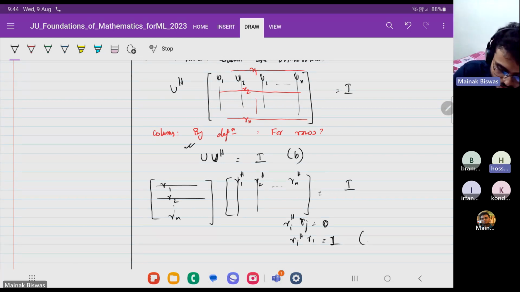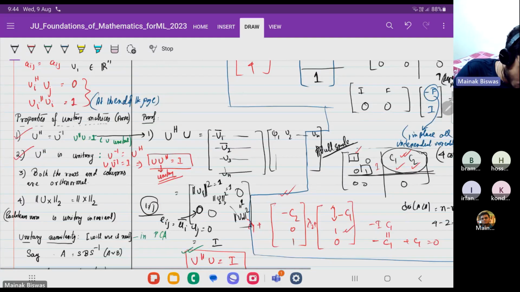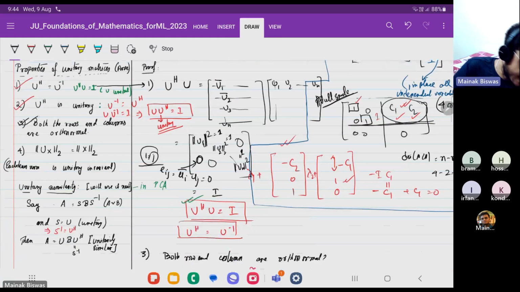So rows are orthogonal as well. If this is okay, let's do the fourth question. They are said to be unitary invariant. So Euclidean norm is said to be, what is Euclidean norm? It's the distance norm. Normal distance.